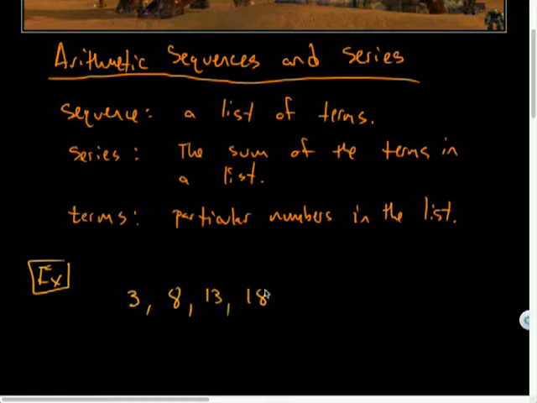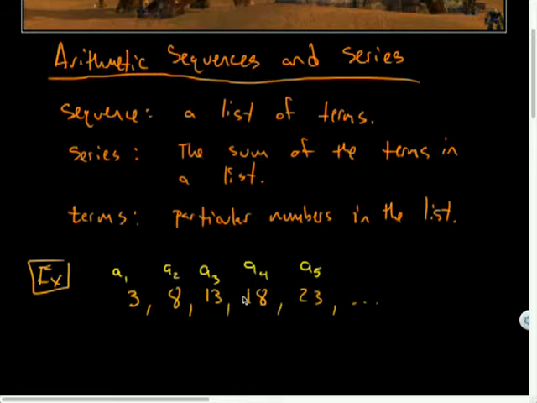8, 13, 18. So here's a sequence right here. And with this sequence, just to give some notation, if I refer to a sub 1, that would be referring to the first term in the list, then a sub 2, a sub 3, a sub 4, etc. A sub n would be referring to the nth term in the list. So that's how you can reference particular terms.